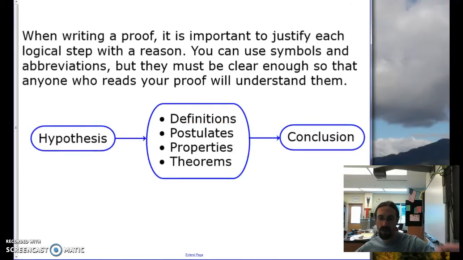All right, now that you've got all that down and solid, let's get into section 2.6, which is talking about writing proofs. And the key, again, is when you go from hypothesis to conclusion, everything that we can use to justify our steps has to be written out. We're going to use definitions, postulates, properties, and theorems. All right, so we're starting with a hypothesis. We're going to take deductive reasoning. We're going to take these steps, we're going to justify them, and we're going to reach our conclusion.